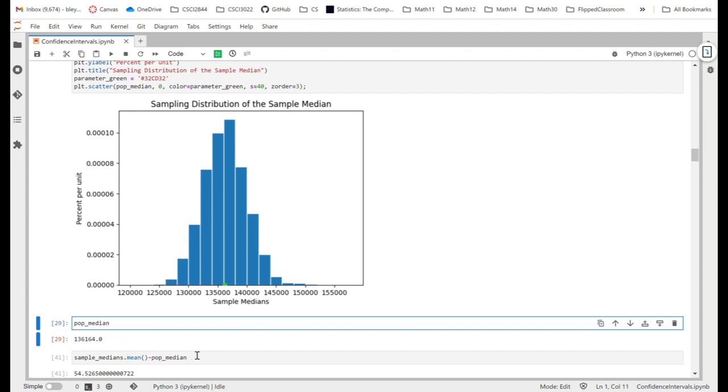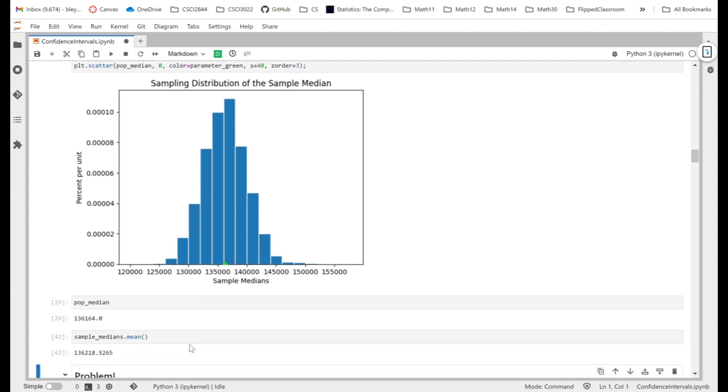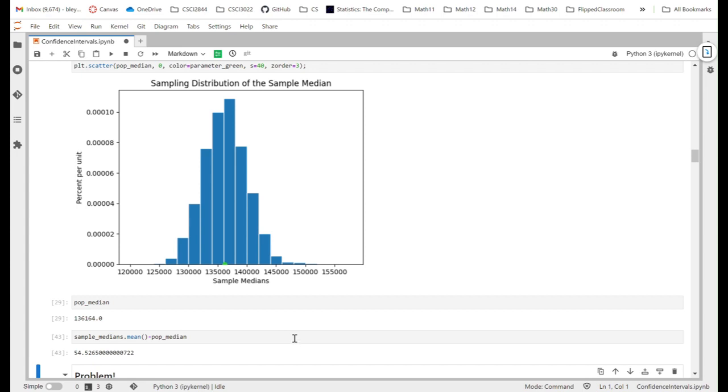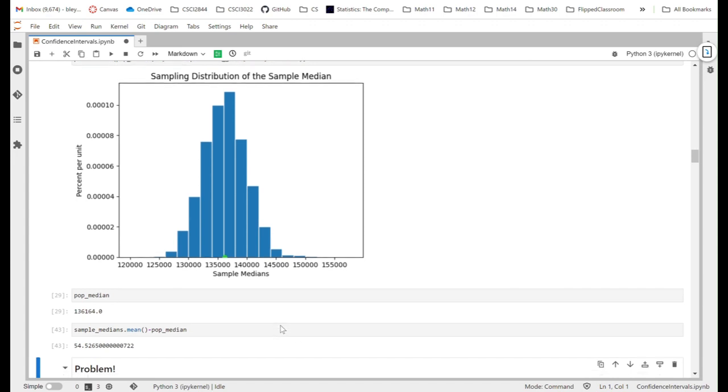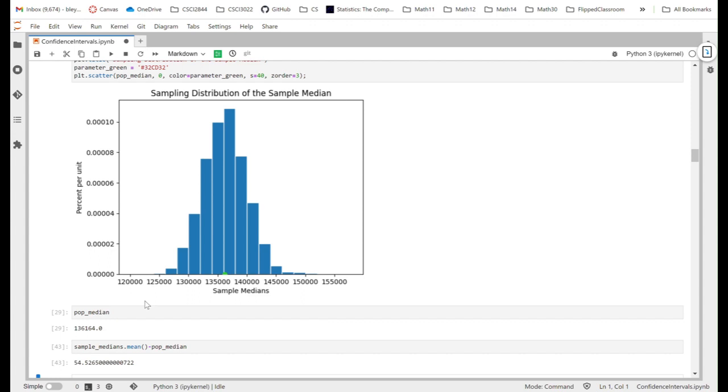My sample median minus my sampling distribution mean, which is like the way of estimating the expected value, is 136,218. So I'm actually only off by $54. That's a very small bias here, which is great because in general, we want very low bias. And how do I know this is small? Because I'm looking at total compensation and my scale here. I'm around 120,000 to 155,000. So a difference of 54 is very small on that scale.